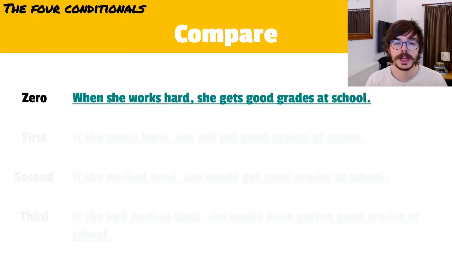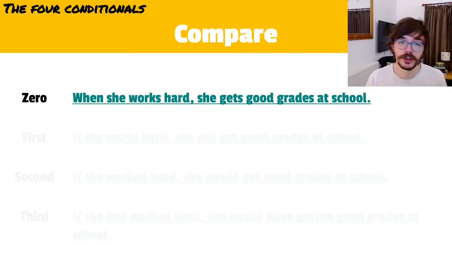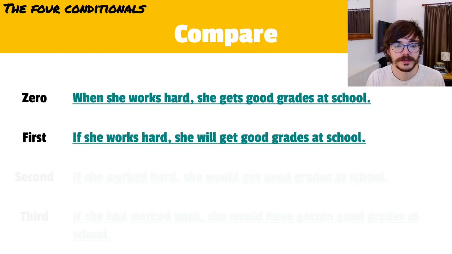So here we're talking about something that is generally true, that over the years I have seen that when she works hard, when she tries, she gets good grades. And this is something that's just generally true. Now, if we look at a first conditional, so if plus present tense plus future tense. If she works hard, she will get good grades at school.